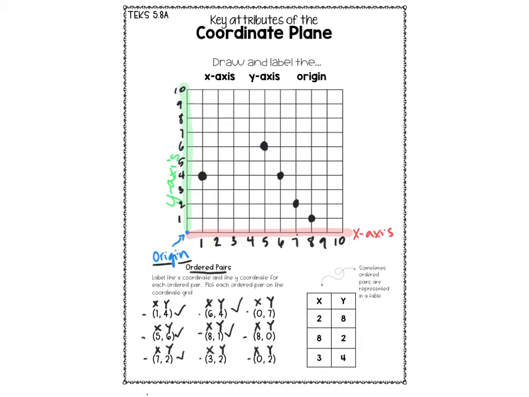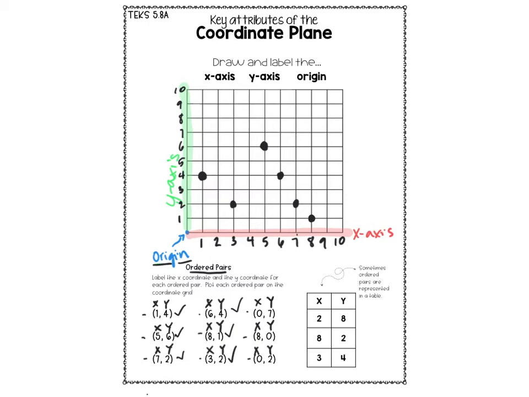The x number tells us that we go 3 on the x-axis, so 3 to the right, and the y number tells us we go 2 on the y-axis. So we go 2 up. So we go from 3 up to 2. Good job. Alright, so now we have 0, 7.